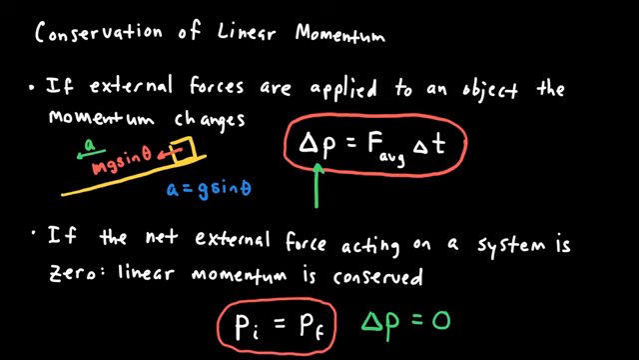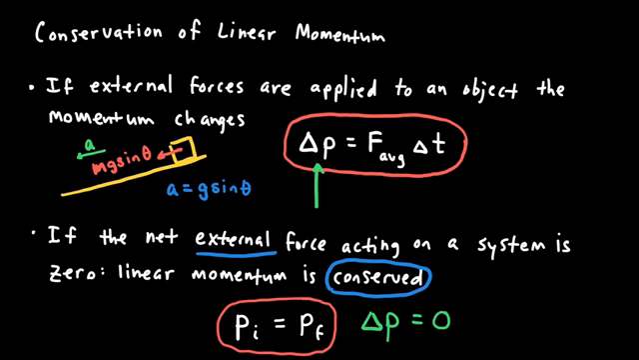However, if the net external force is equal to 0, and so I have an object moving along with a constant velocity, the mass is constant, the velocity is constant, and there's no external forces acting on the system, so no external forces, right? The net external force is 0, then that means linear momentum is conserved. And the idea of linear momentum conservation is really important in physics because it's one of our conservation laws that allows us to solve problems.